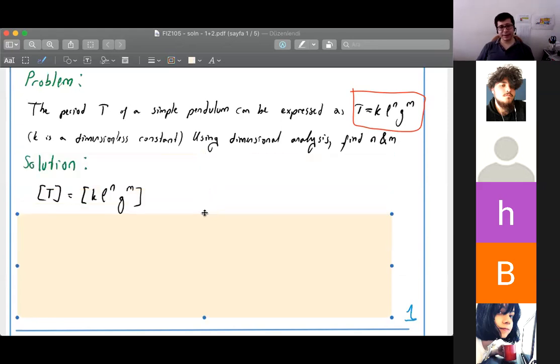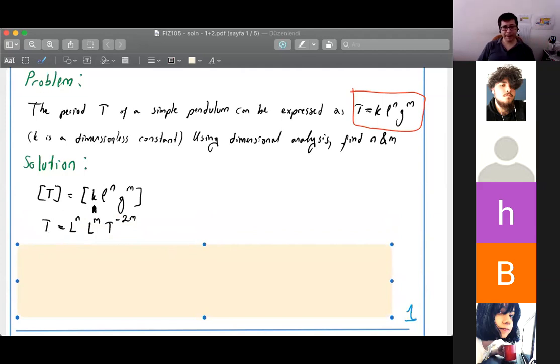I will do this using dimensional analysis, okay? So this is my equation, T equals K L to the N, G to the M. Fine. I check the dimensions of both sides. I know that the dimensions must be the same, okay? If left is apples, right side must also be apples. So the dimension of period is T, okay? By the way, this T and this T are different. This T stands for the period. This T is dimension time, okay?